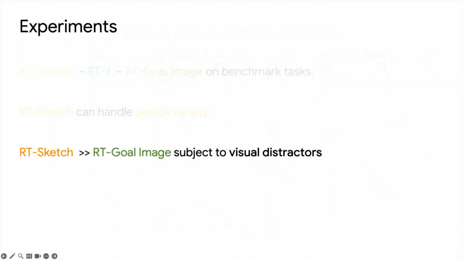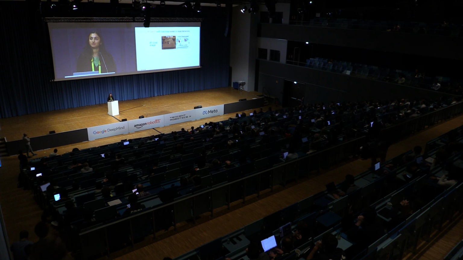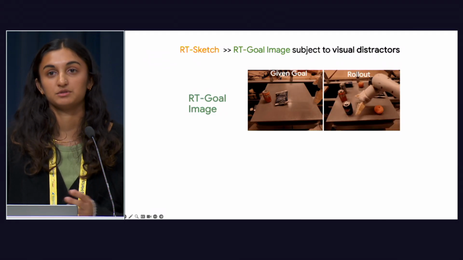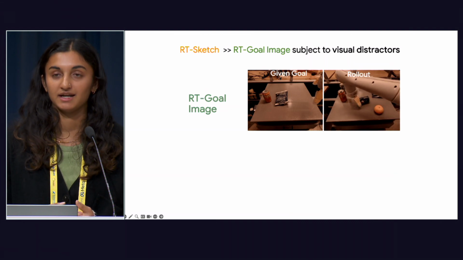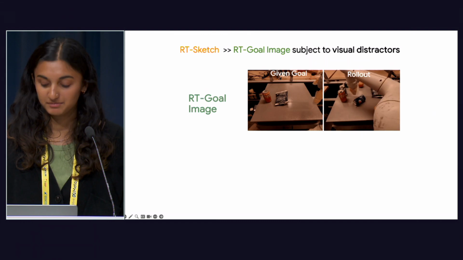Because our policy is able to deal with very minimal sketches, this is especially useful in the case where you might have visual distractors in the scene or a table with a lot of clutter. In these situations, a goal image policy tends to get very confused because once you add clutter to the scene, there's a huge visual domain gap between the observation and goal image, and a goal image policy might get confused and just start manipulating objects at random.